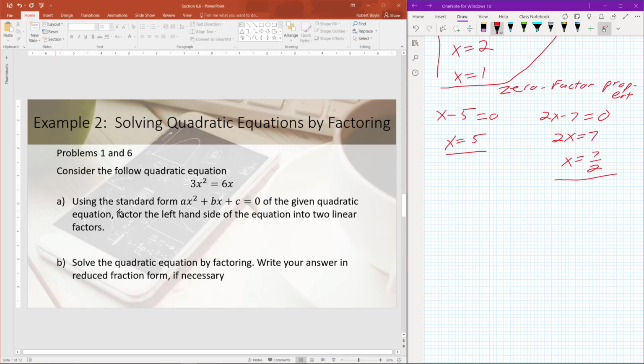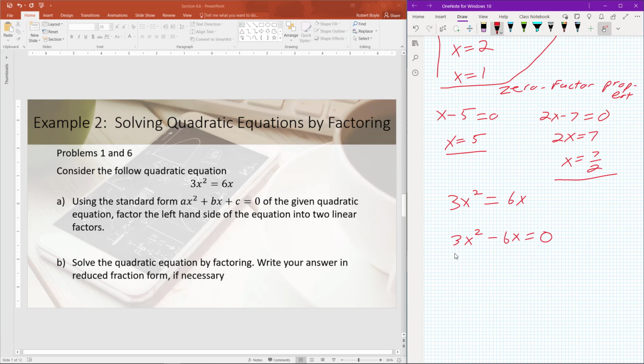Well, before we can do that, first we have to put it into standard form, ax squared plus bx plus c. And to do that, we would need to subtract 6x from both sides of the equation. And if we do, we will have 3x squared minus 6x is equal to 0.